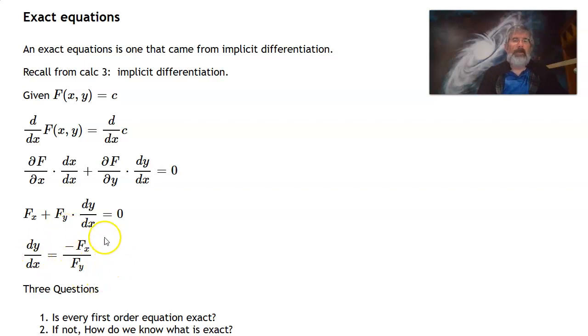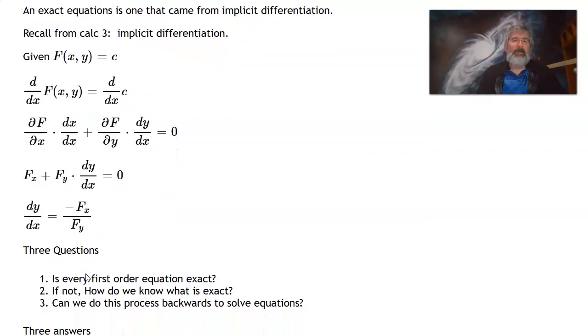But notice, this right here just looks like a first order differential equation. dy/dx is some function of x and y. Since capital F was a function of x and y, its partial derivatives will be functions of x and y, both with respect to x and y. So this just looks like a first order differential equation.